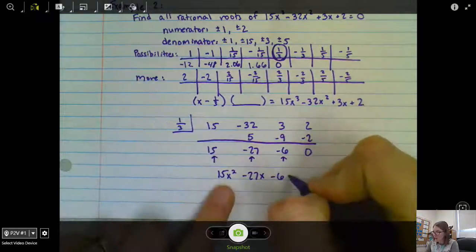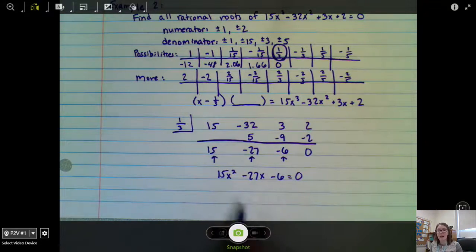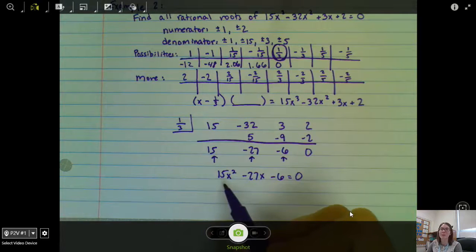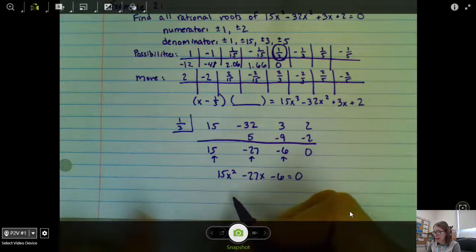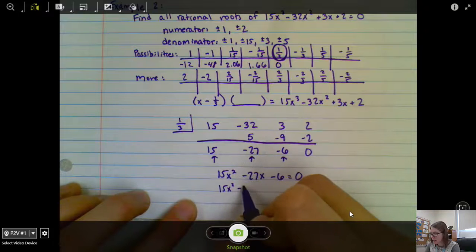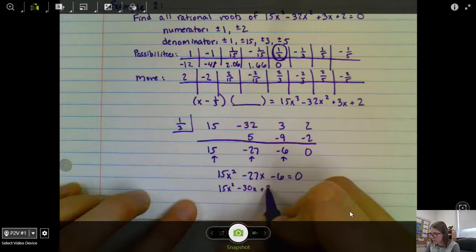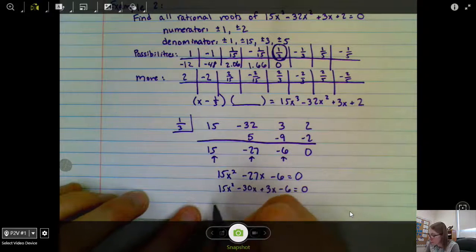Right. So let's find out when this equals 0. And you could do this a couple different ways. This one actually factors, which means we have more rational roots. But if this wasn't factorable, we could always use the quadratic formula to finish solving. And if I want to factor this by grouping, I know 15 times negative 6 is negative 90, negative 30 and positive 3 add up to negative 27. So we could factor this by grouping here.